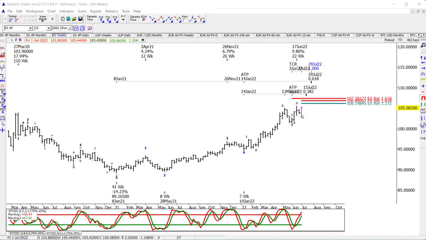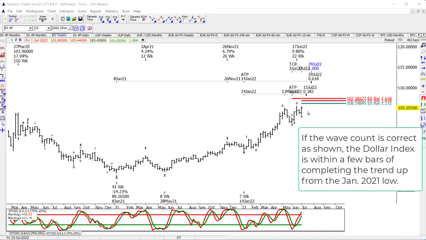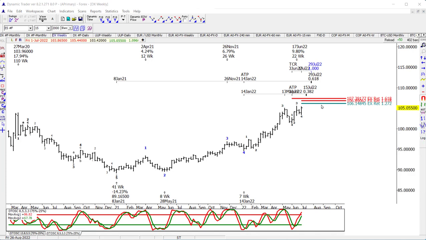So the two pieces of information here, or three pieces really, is that with this wave count, the dollar index is probably within 2 to 3 bars, and in this case weekly bars, of completing the advance from the January 2021 low. So if it's just going to make a correction from that trend, the correction should last several months. So it should be a fairly significant top if indeed this wave count is correct.